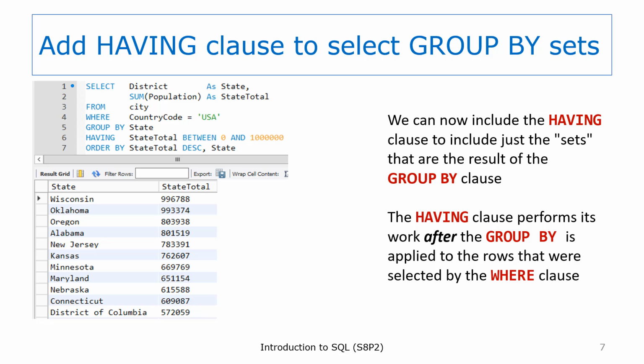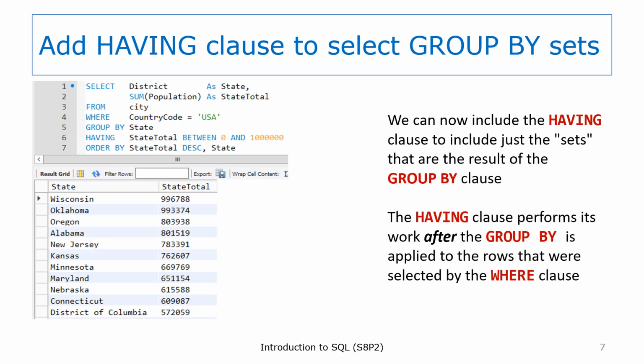Notice that the state total value would not be known until the sum function was performed over the state groups. So having is applied to the data after the group by operations are performed. The having clause has access to the results of the group by, and it can determine if a group by set is to be included or omitted from the final results. Notice that the order by clause comes in last. After all of the selecting, calculating, including, or omitting is done, then you can apply the order by.